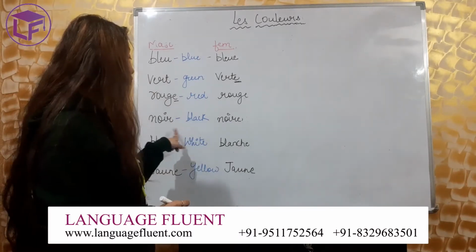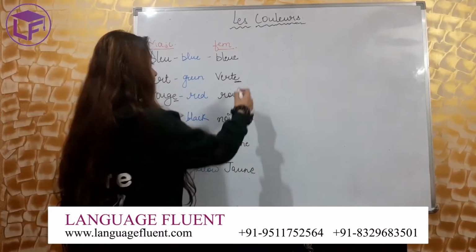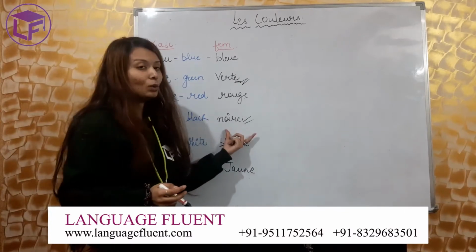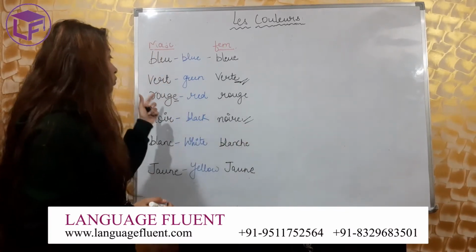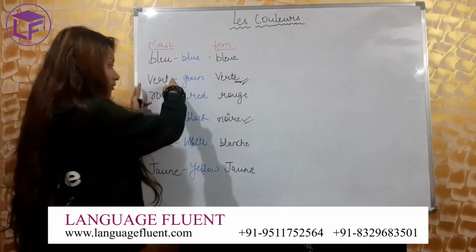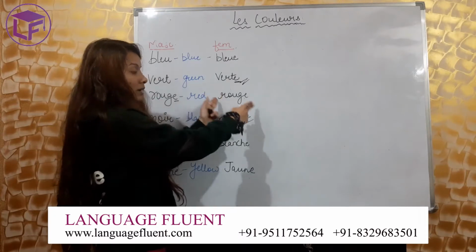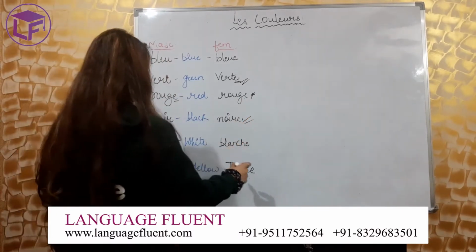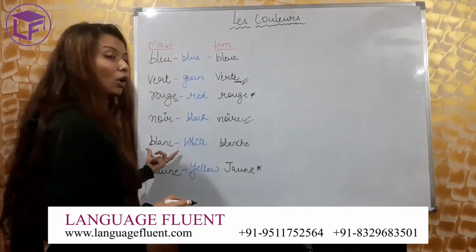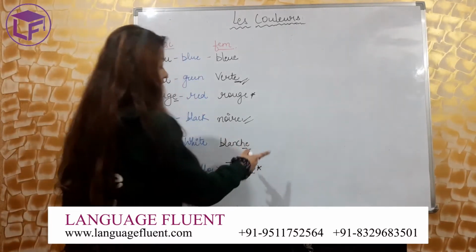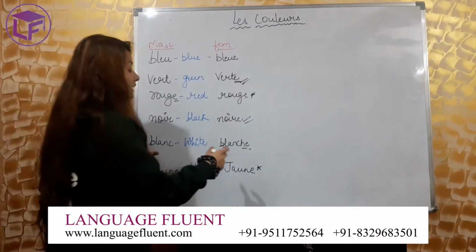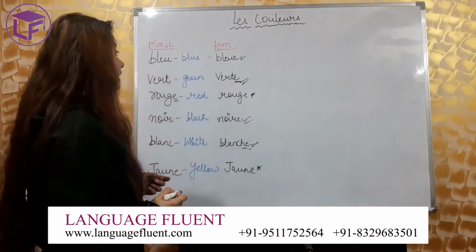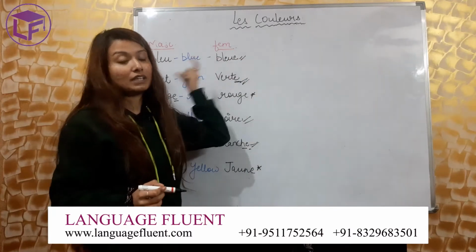In the case of noir as well, we add an additional E to make it feminine: noir and noire. In the case of rouge, we don't need to add any additional E. The masculine form stays as it is in the feminine case. Blanc and blanche: here we have an H and an E, because we are making it feminine. Bleu and bleue also have an additional E.